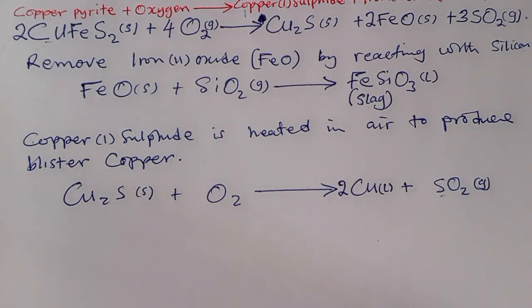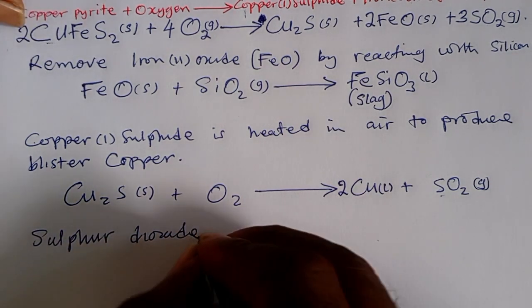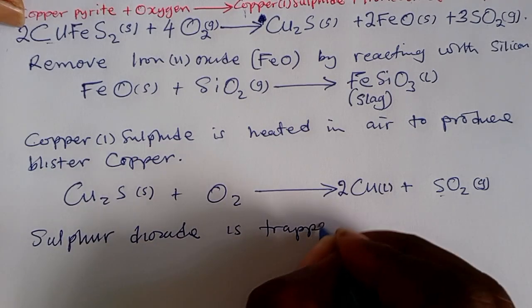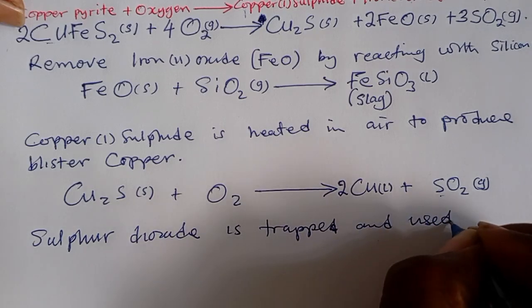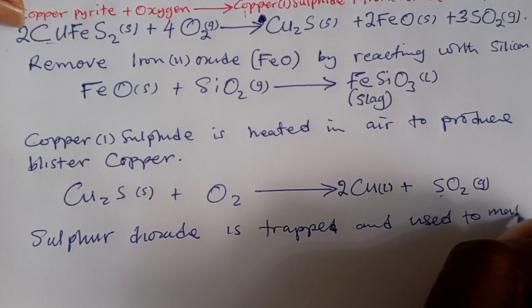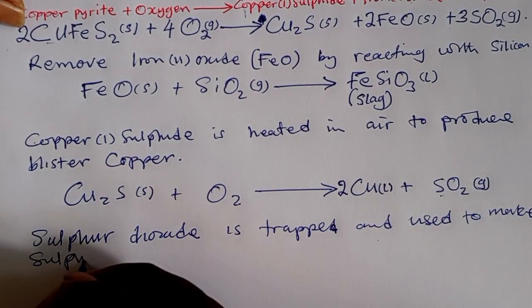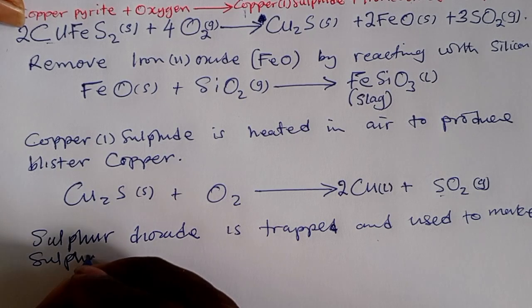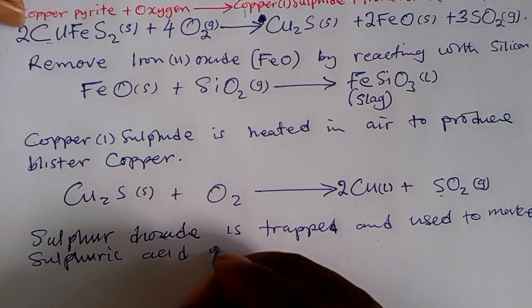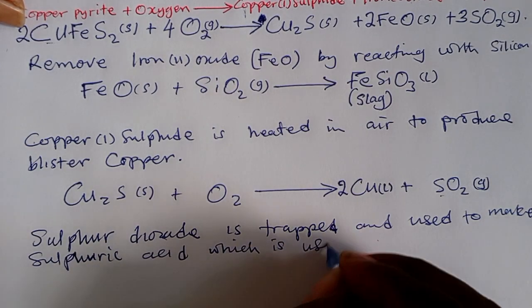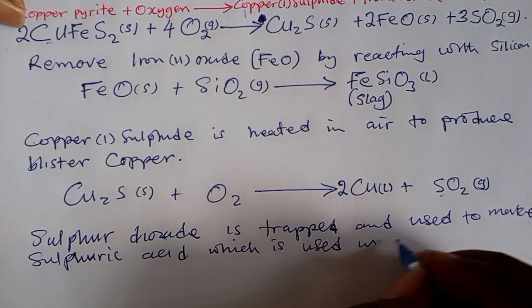The sulfur dioxide that is produced in this case is trapped and used to make sulfuric acid, which is also used in copper production.